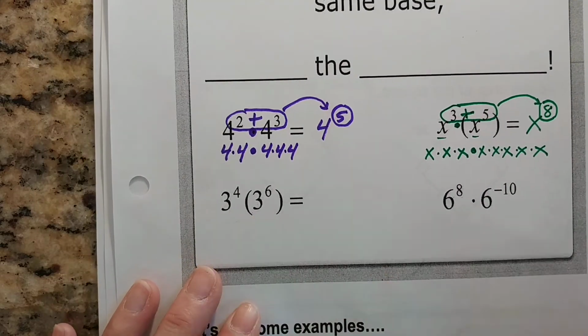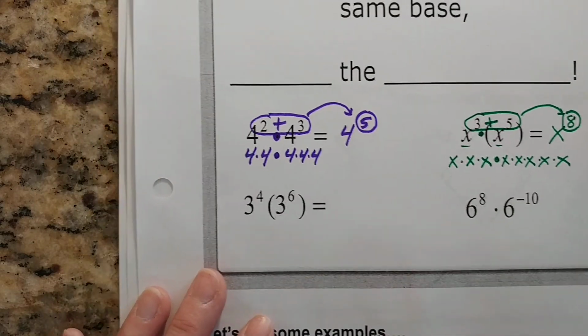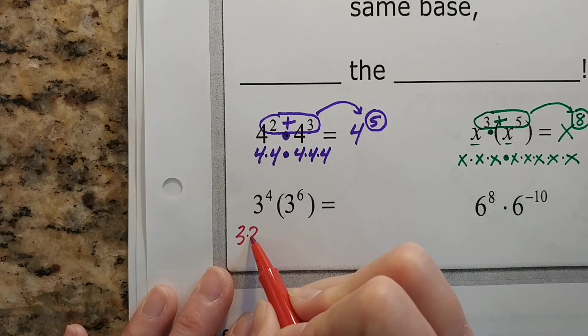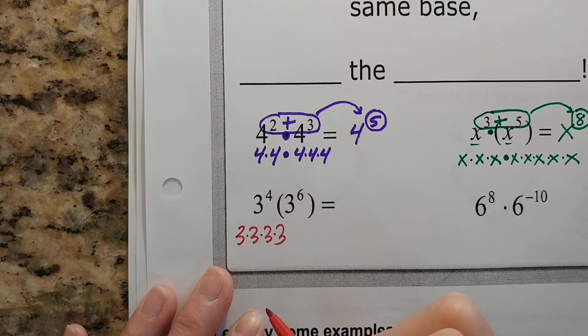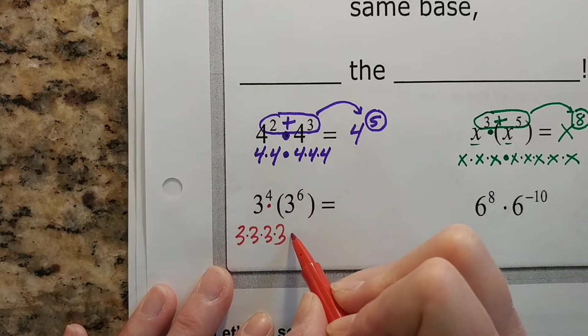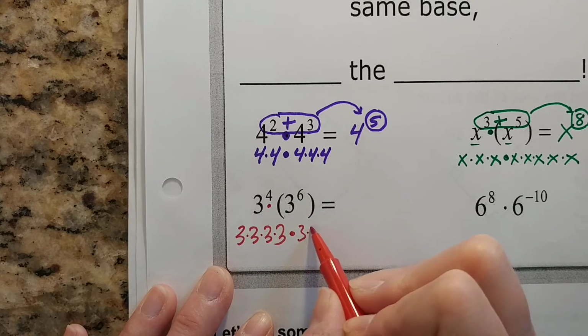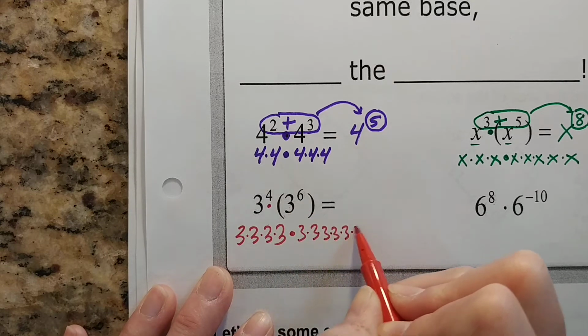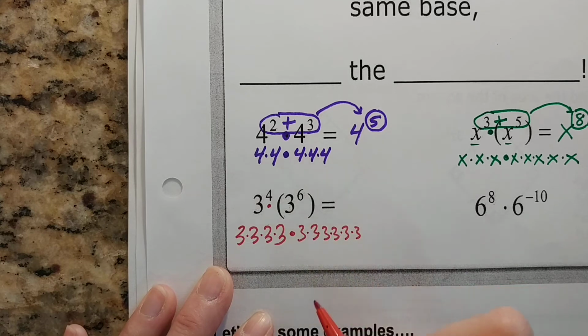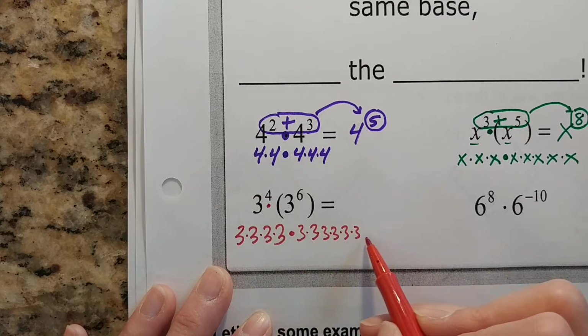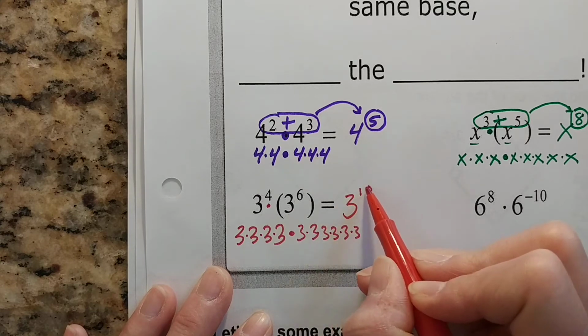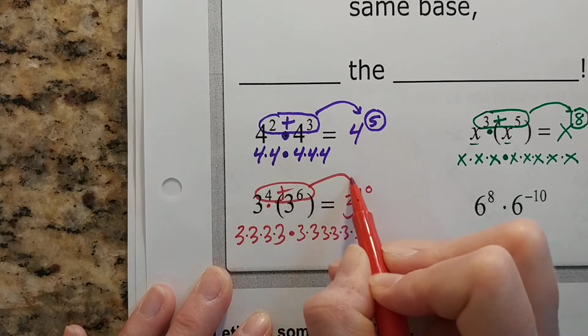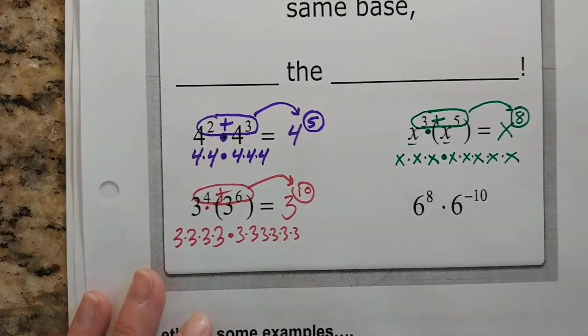So let's try it with this one. Well, think about it. If I have 3 to the 4th power and I expand it out, it's 3 times 3 times 3 times 3. Now if I multiply that by 3 to the 6th power, that's 6 3s. So now if I take all of this and write it as a power, count them up. There are 10 3s. That'd be 3 to the 10th power. Again, it worked. I can just simply add the exponents.